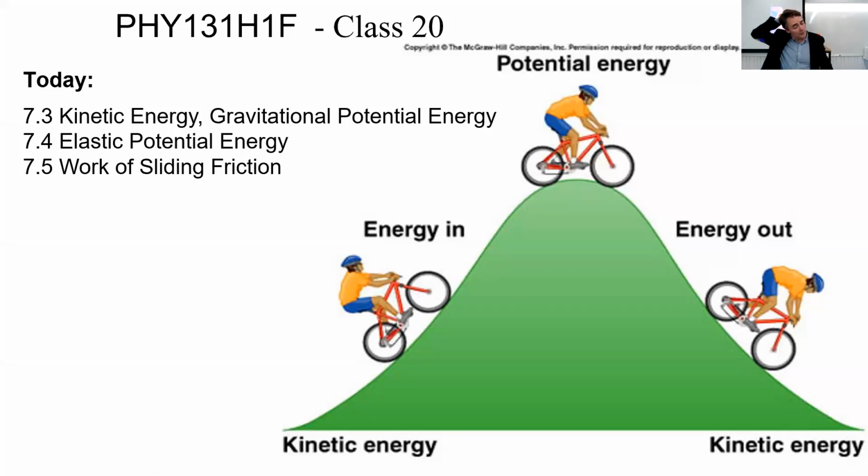Okay, so on the agenda today, we're going to talk about kinetic energy and gravitational potential energy, also elastic potential energy, and also the work of sliding friction, which we're going to talk about in terms of internal potential energy, I guess, or internal energy. And here's an example of someone going up a hill when you're putting energy in. Getting to the top of the hill where you've got a whole bunch of potential energy, and then rolling down where you're taking that gravitational potential energy and converting it back into speed.